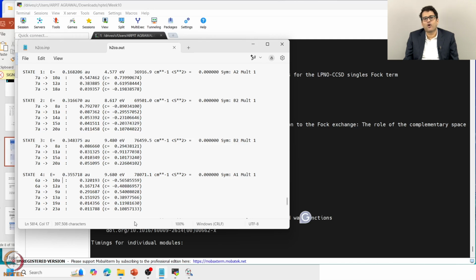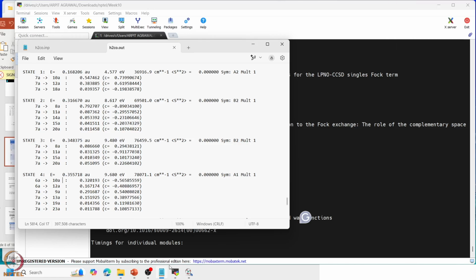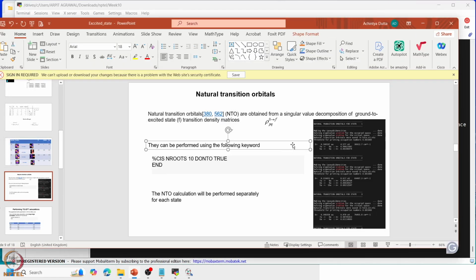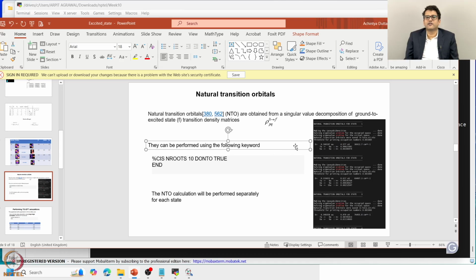And sometimes it is not easy to interpret a transition in terms of canonical molecular orbitals, and you need to use different orbitals for this kind of thing. For that we need to go to what are called natural transition orbitals. Natural transition orbitals are obtained from singular value decomposition of the ground to excited state transition density, and this can be performed like the following. I think this is not very well observable, but let us do the calculation. You can do the natural transition orbital calculation by giving the keyword DoNTO true in your calculation.